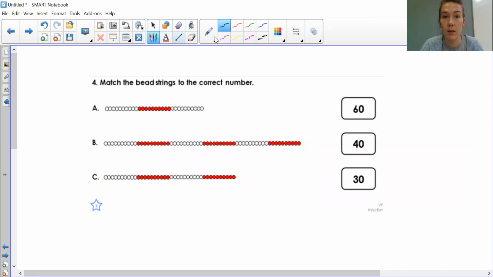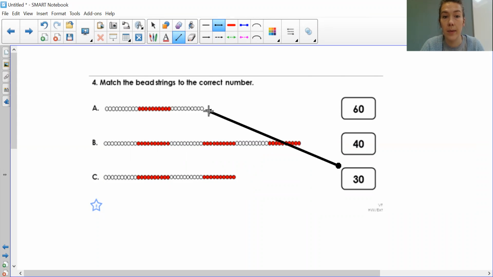Okay, so this one says match the bead strings to the correct number. Let me get my little arrow. So we know that each lot of these is worth 10. So you've got 10, 20, 30. So that one there is going to be A. And then 10, 20, 30, 40, 50, 60, 6 lots of 10. And then finally 10, 20, 30, 40, 4 lots of 10 there.